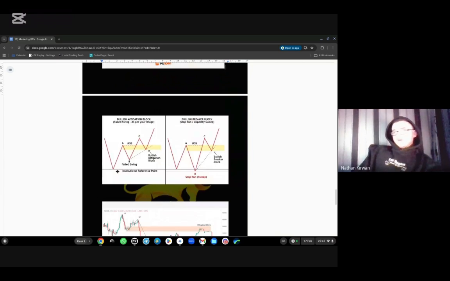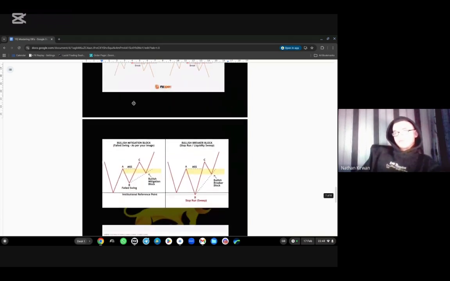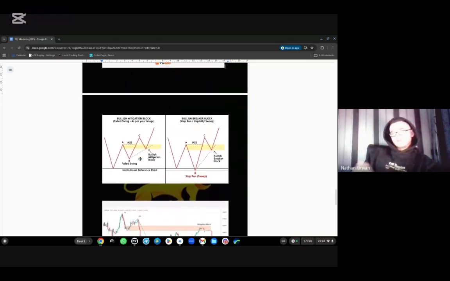This is just a bullish scenario. Exact same thing. Boom, boom, boom. This is your mitigation block on the left now. So this on the left is your breaker block up here, but on the left down here, it's your mitigation block. So just don't get confused. If you're looking at it, they're not the same. They're swapped over.